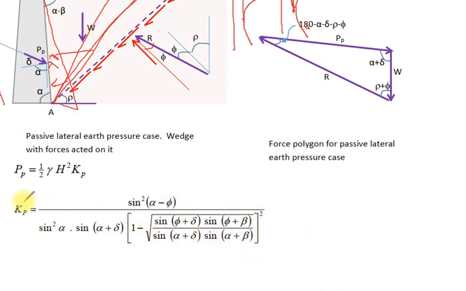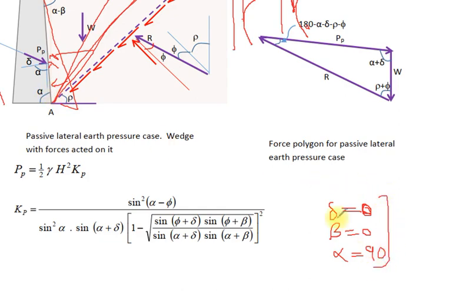A special case of K passive is when delta, the friction, equals 0. When the friction equals 0, the case is a Rankine case. The solution is a Rankine solution. When beta equals 0, it means the backfill surface is horizontal. And when alpha equals 90, it means the back face of the retaining wall is vertical.